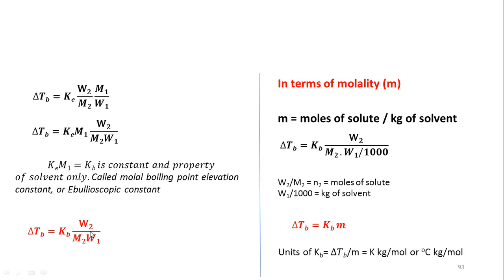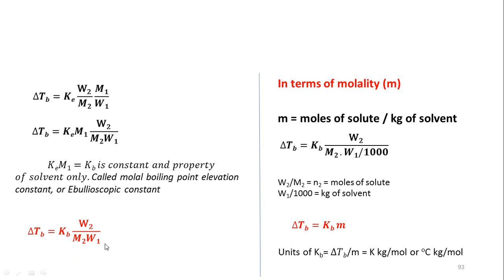W2 is the mass of the solute, and M2 is the molecular mass of the solute, and this is important. We can calculate it by using this equation. And W1 is the mass of the solvent. So by using this equation, you can calculate the M2. M2 is the molecular mass of the solute.